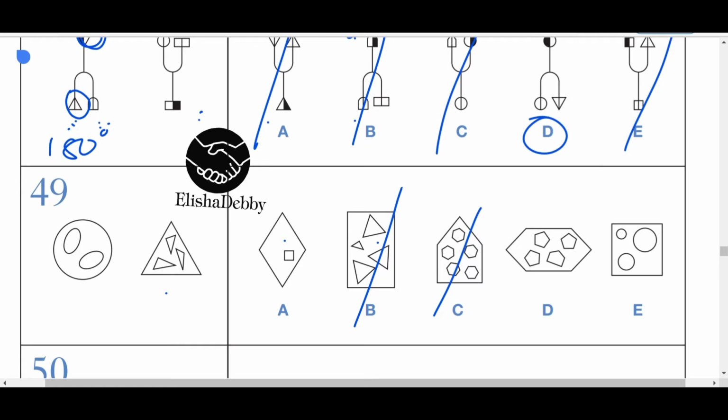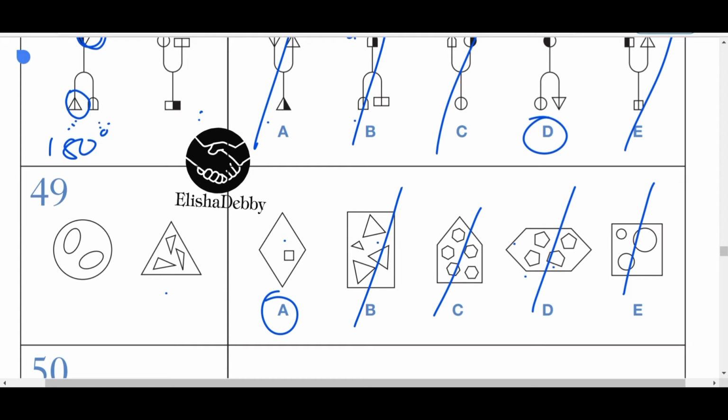So here we have 1, 2, 3, 4, 5, 6 sides, and inside we have 1, 2, 3, 4, 5. No, it can't be this either. Okay, so we have a circle there and a triangle outside. I would say it can't be that either. So we're left with A, and A is the answer.